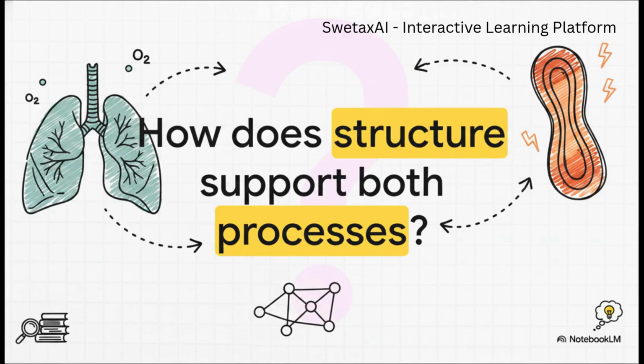To wrap things up, I really want to leave you with this final, provocative thought. If breathing and respiration are definitively different mechanisms, one physical, one chemical, how exactly does the structure of a living organism support both of these life processes? Basically, how does the single, unified architecture of our bodies seamlessly connect the macro to the micro? It's a huge puzzle and definitely something to chew on.